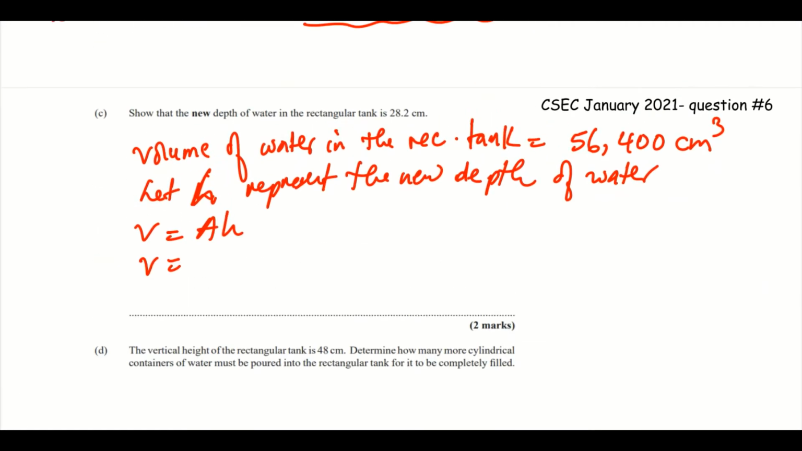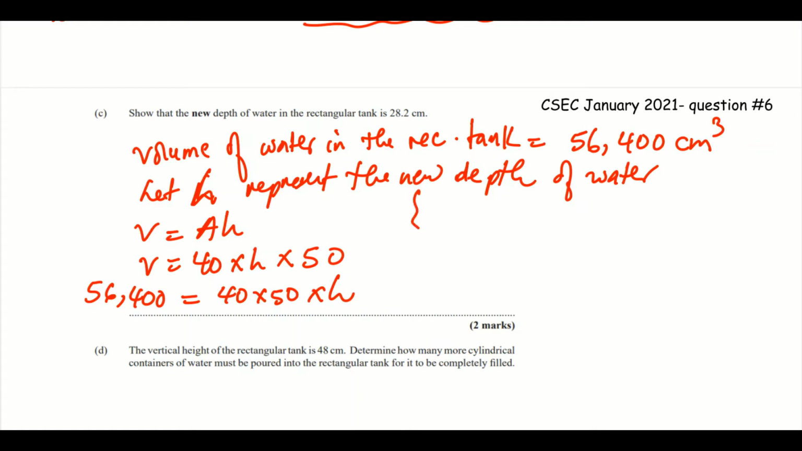So we have 40 times h times 50, the same thing as saying 40 times 50. Oh, and we know our volume, so we can substitute our value of V. So volume is 56,400, which is equal to 40 times 50 times h.